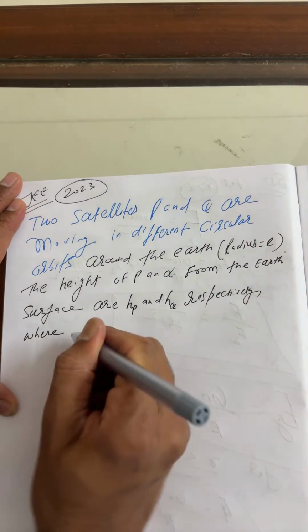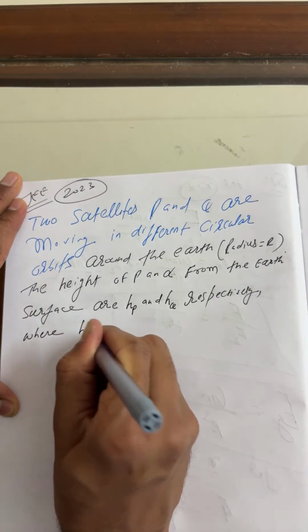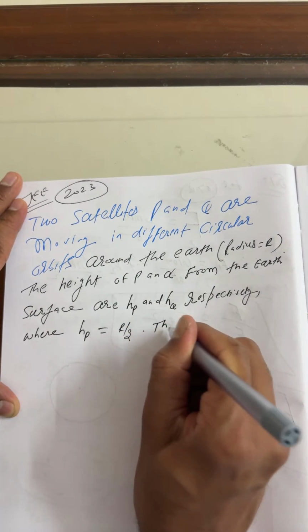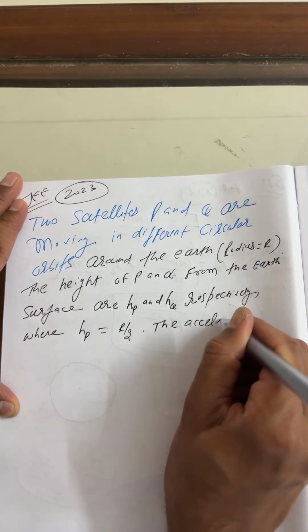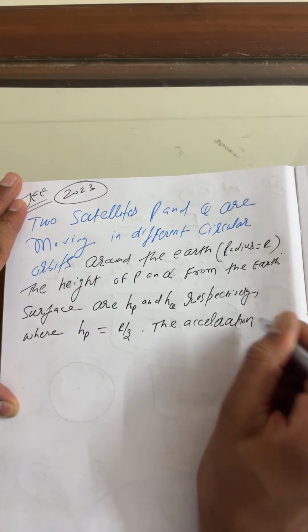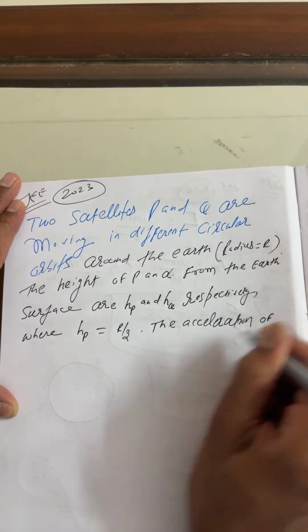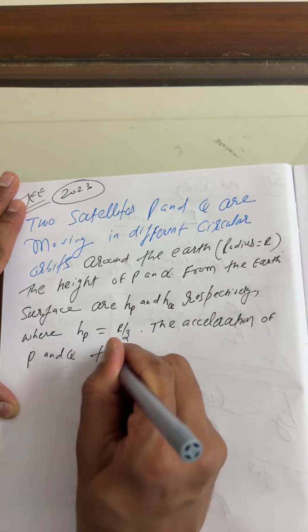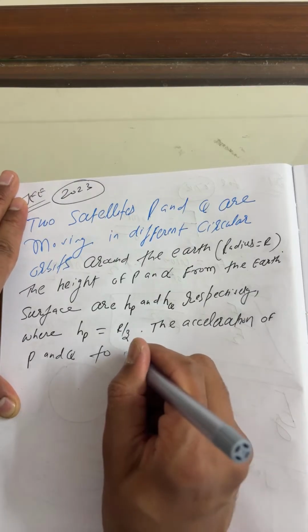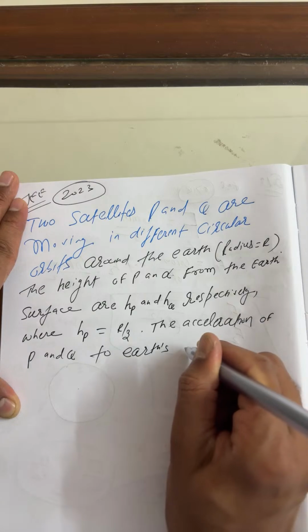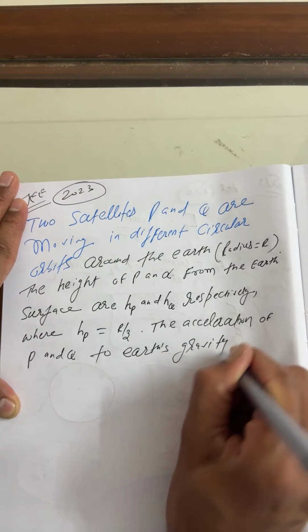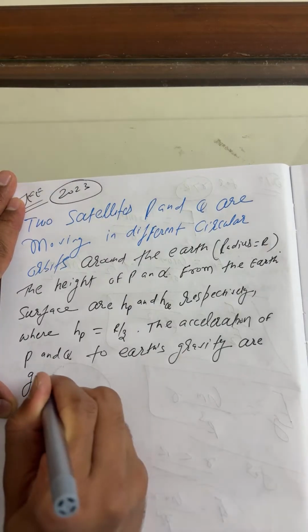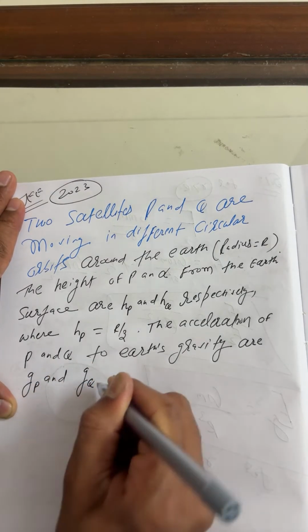where HP is R by 3. The accelerations of P and Q due to Earth's gravity are GP and GQ.